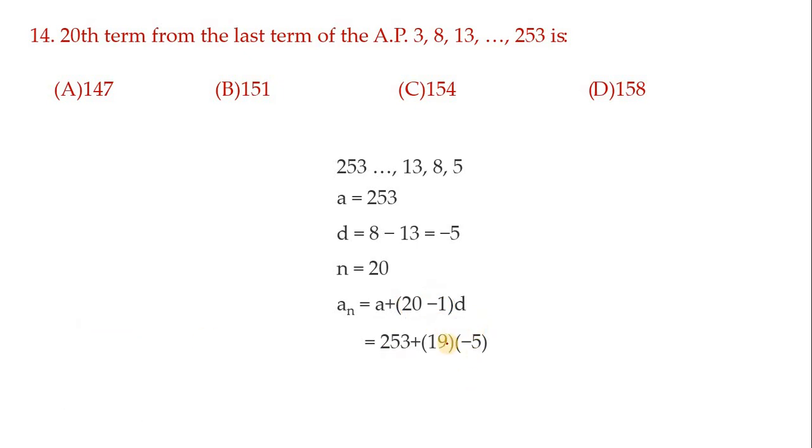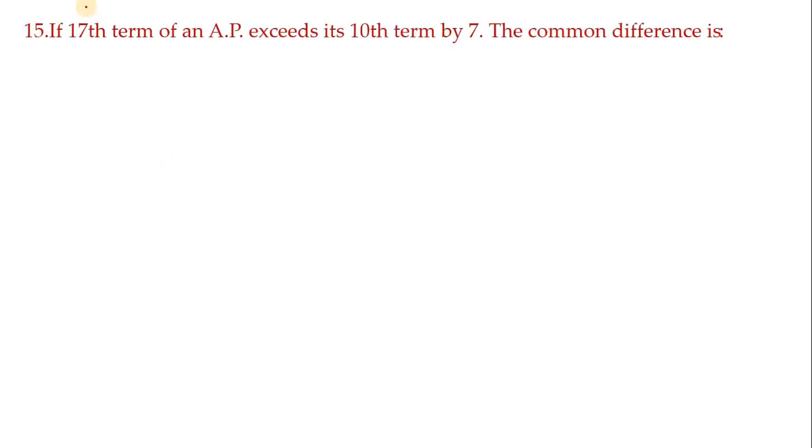So now let us multiply this one, children. 19 into minus 5 is minus 95. So 253 minus 95, which gives our answer, is 158. So where is 158? It is here. Therefore the correct option is this. Next, let us move on to another problem.